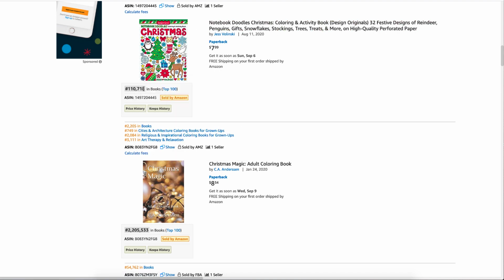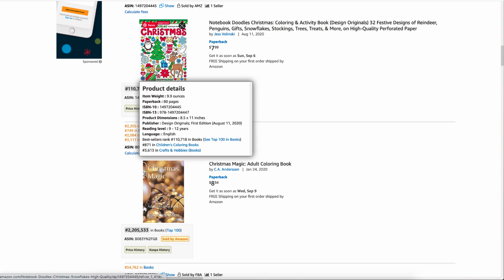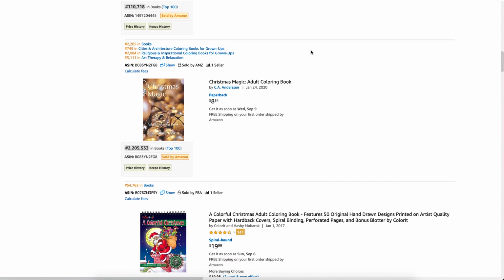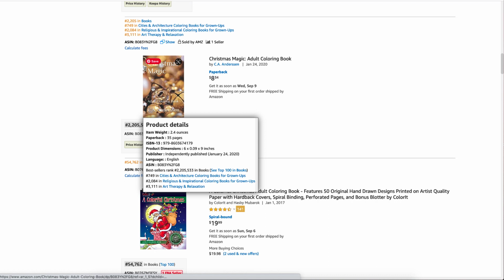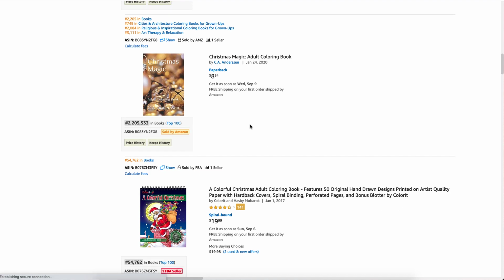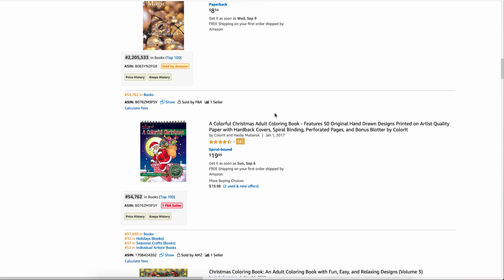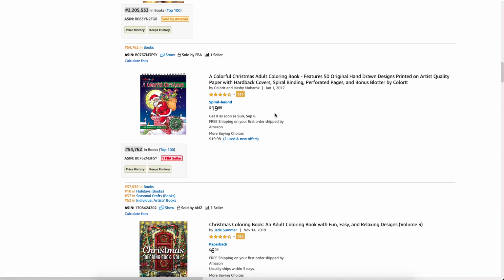Look at this one. 110,000. It's already selling at that. So what is it going to be like when it gets nearer to Christmas? Christmas magic. Again, this Christmas magic was actually published after Christmas. Yes, it's not selling very well, but it might improve towards Christmas.